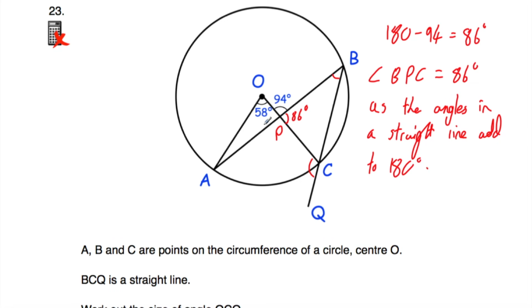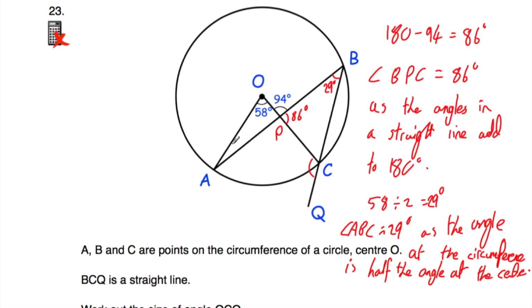And earlier on in this video, we looked at a question like that, where the angle at the circumference wasn't just directly above the angle at the centre. So this angle is going to be half of this angle. So that means if we do 58 divided by 2, that's equal to 29 degrees. So this angle is 29 degrees. And let's explain that. The angle ABC is equal to 29 degrees, because the angle at the circumference is half the angle at the centre.